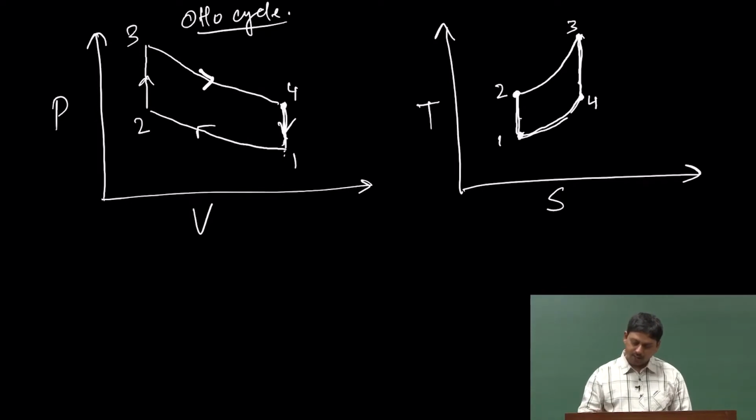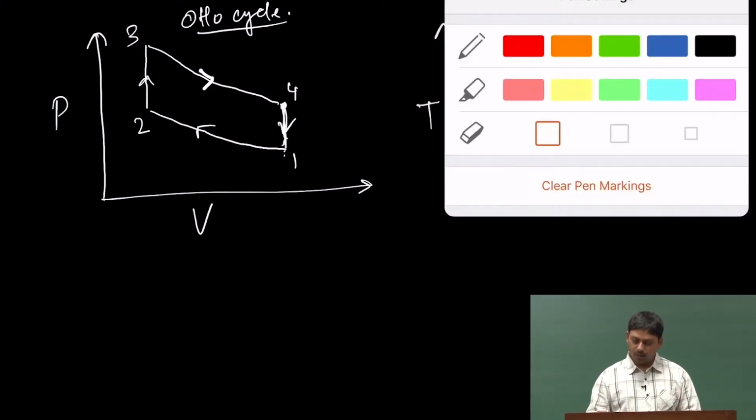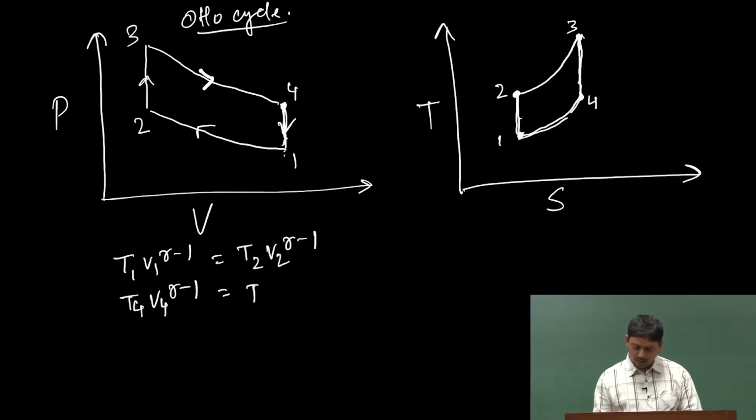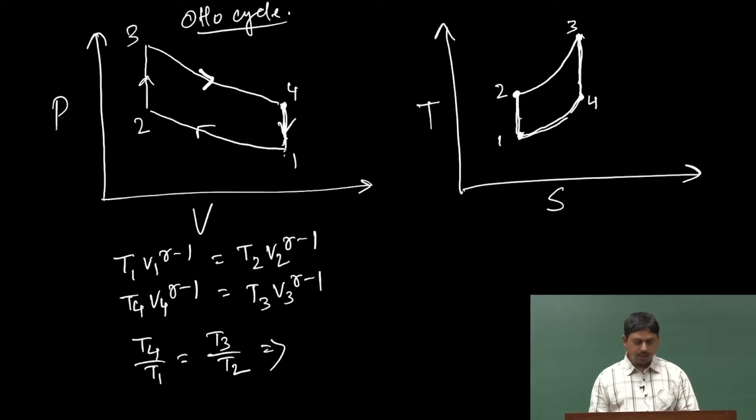Now the question is whether the line 3, 4 will be bigger than 1, 2 or not. In order to do that, we have to find the relation of the temperatures between 1, 2, 3 and 4. So let us write our adiabatic expression: T1 V1 to the power gamma minus 1 is T2 V2 to the power gamma minus 1, and T4 V4 to the power gamma minus 1 is T3 V3 to the power gamma minus 1. Taking the ratio, we get T4 by T1 is equal to T3 by T2. Now we can rearrange that and write T4 by T3 is equal to T1 by T2.